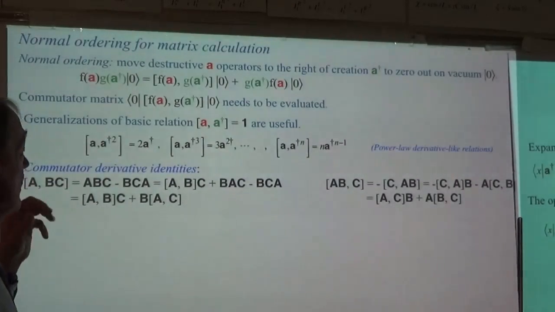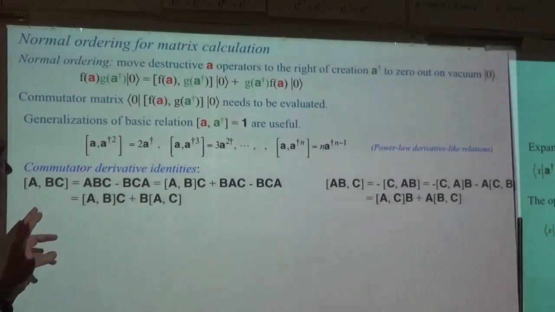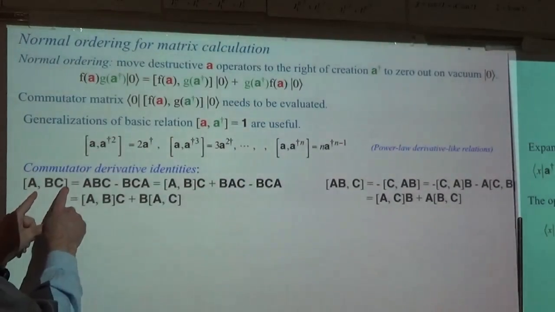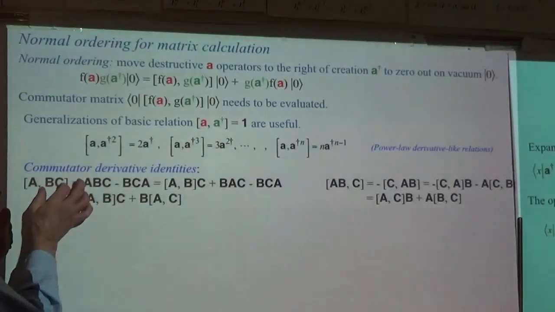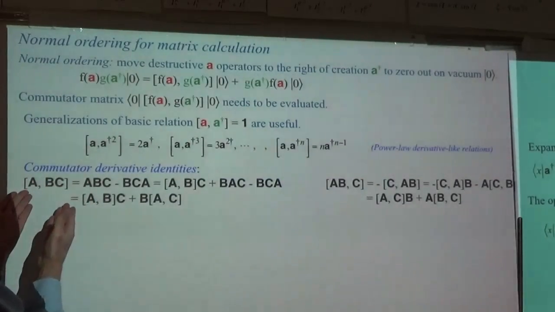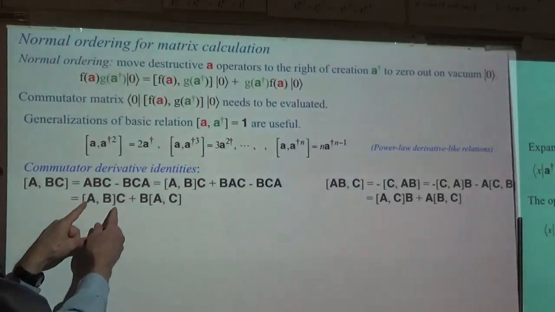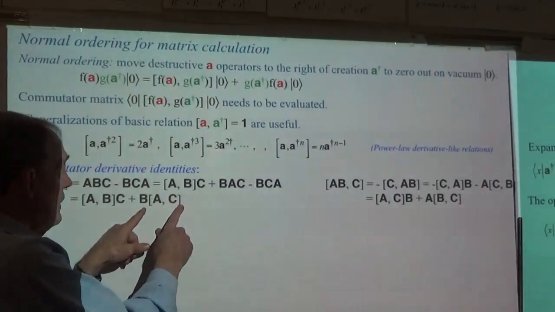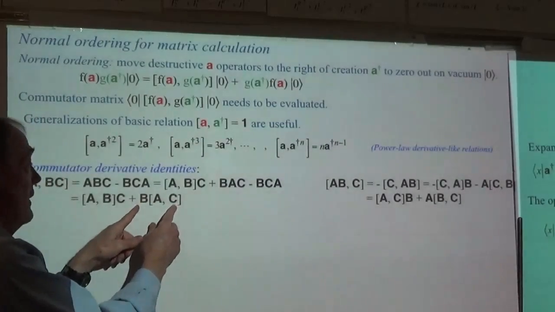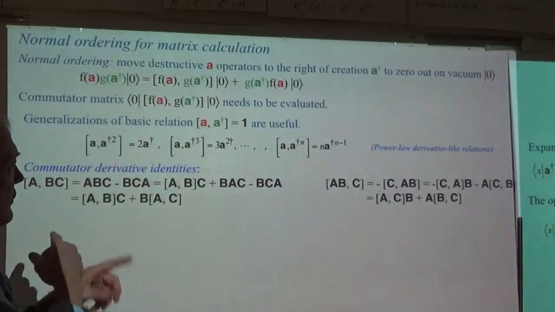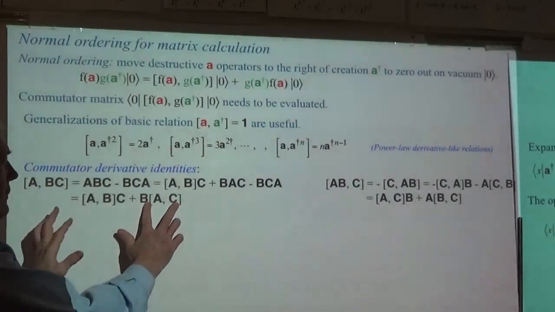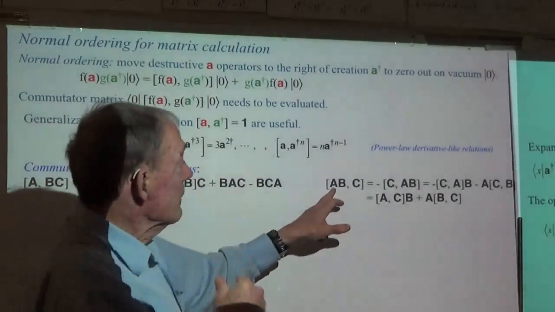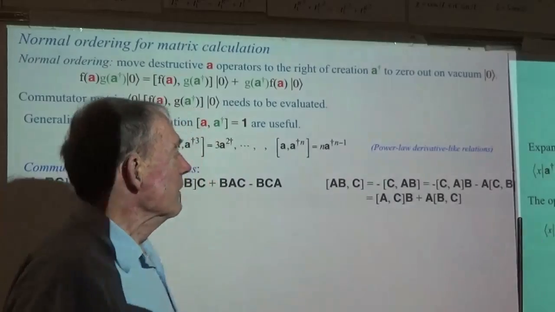Here's another one, a commutator derivative identity. What I do here is I say A comma BC. It's as though I'm taking the derivative of the product BC with A. So I get an A with B, C left out, and then A with C, B left out, but left out so that it doesn't have to cross the C. So that's a relationship that's worth keeping in mind. Or this one right here, the same thing.